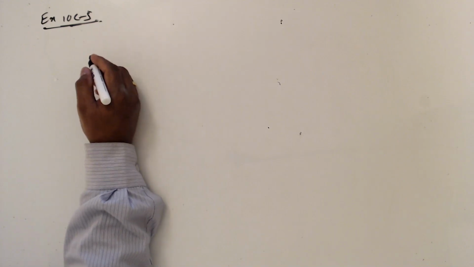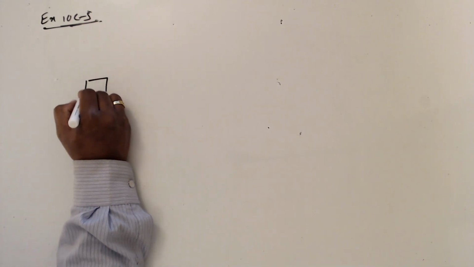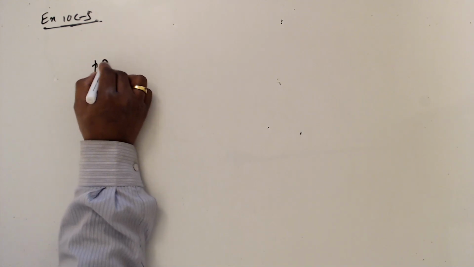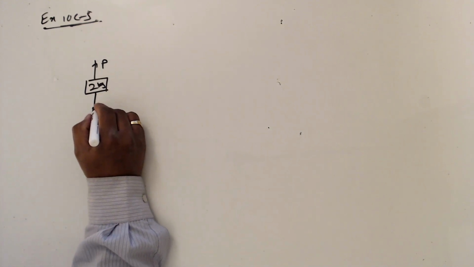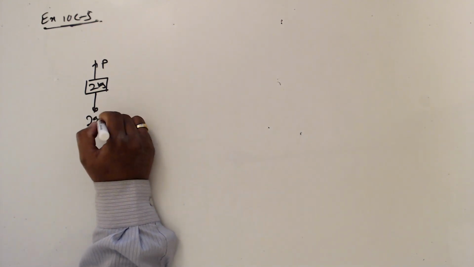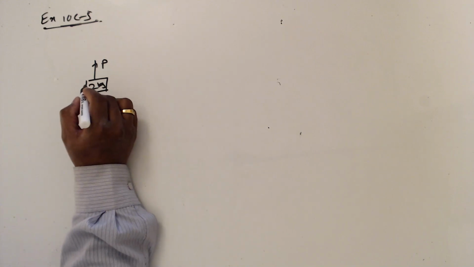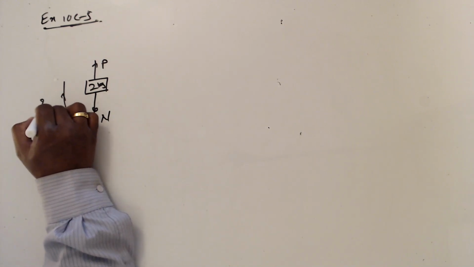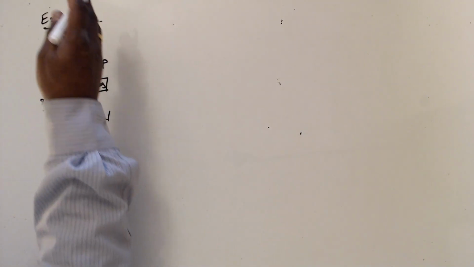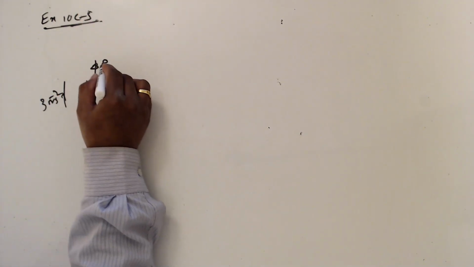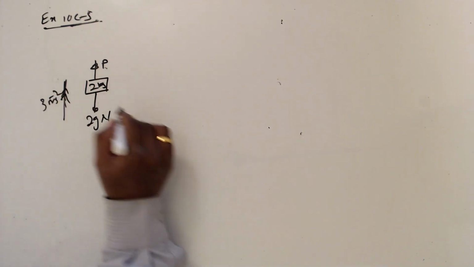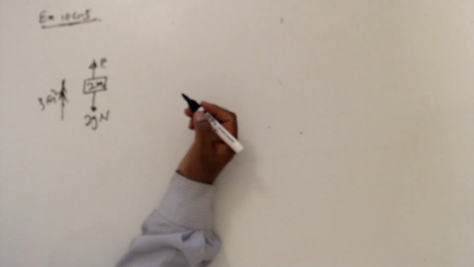Question number 5. This is 2 kg. This is P and 2g Newton, and this accelerates at 3 m/s^2. We want to find P. This system is going upward. P has to be more than 2g, because it has acceleration in this direction. We need to find P.